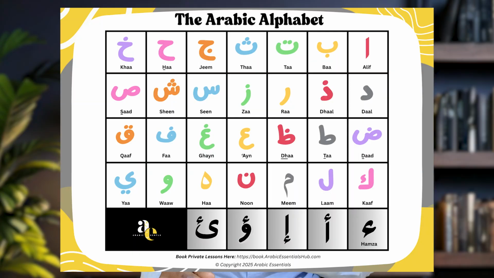Now let's see the different forms of the letter Ra when it's written in a word. You can download this Arabic alphabet chart, as well as the worksheets to follow along with me and practice your writing for free using the link below.